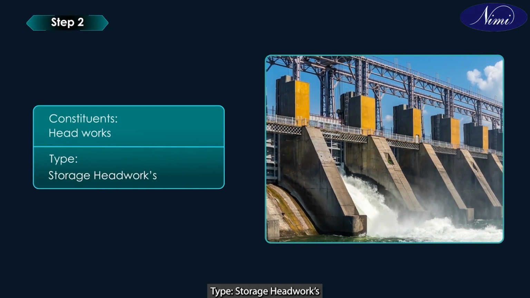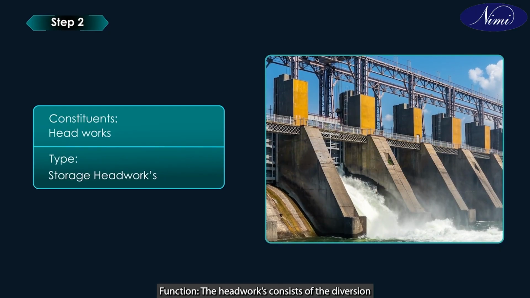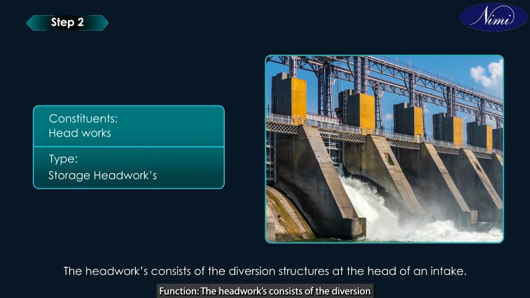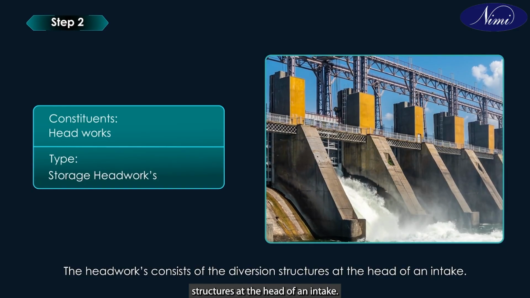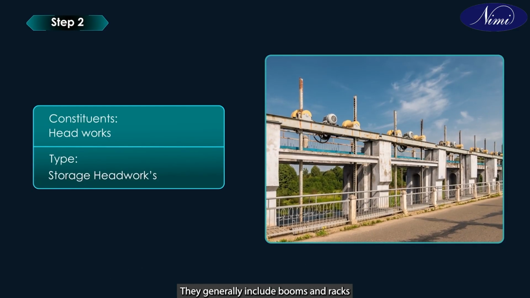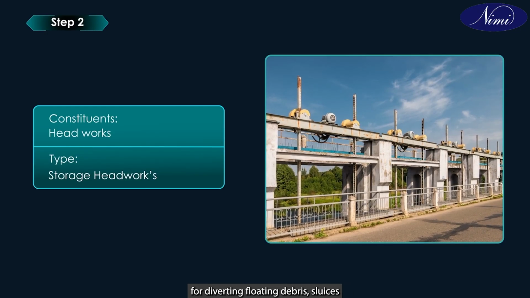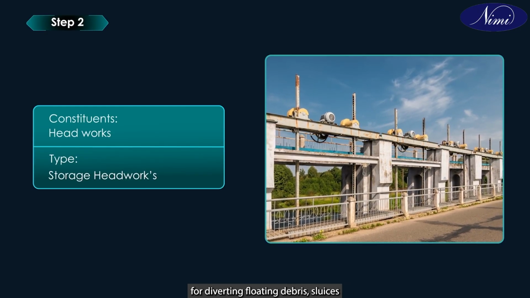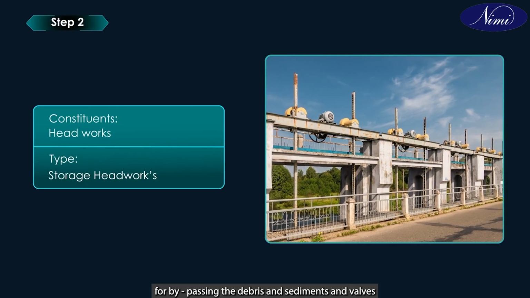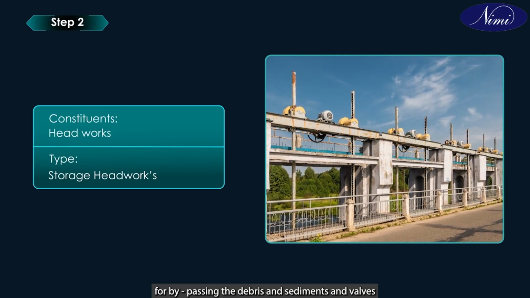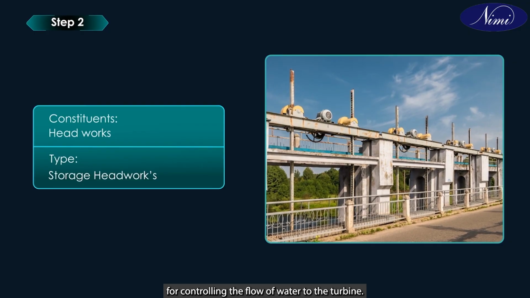Constituents: headworks. Type: storage headworks. Function: the headworks consist of the diversion structures at the head of an intake. They generally include booms and racks for diverting floating debris, sluices for bypassing the debris and sediments, and valves for controlling the flow of water to the turbine.